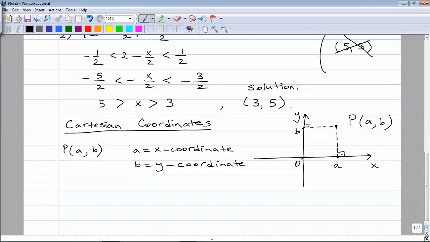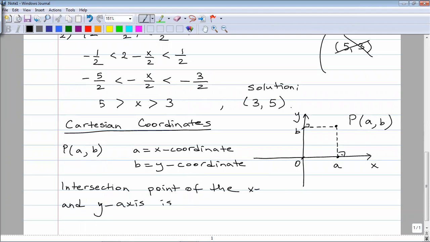The intersection point of the axes is what we call the origin. So we denote it by O. Its coordinates are 0. I don't know how to distinguish my O's and zeros, but you understand which one I mean.